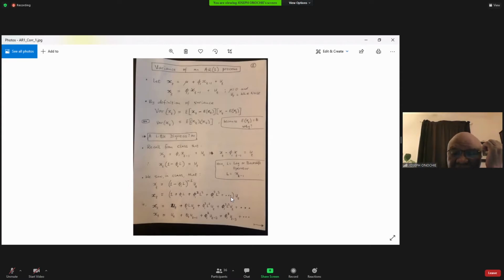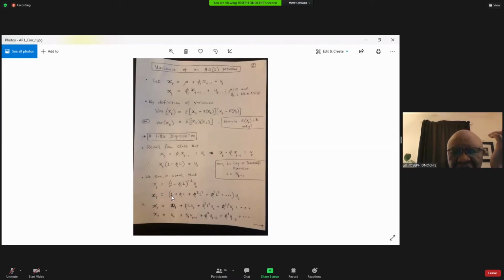It's an infinite series. It doesn't end. It just keeps going. So this thing here is the same as 1 plus phi 1 L plus phi 1 squared L squared plus phi 1 to the power 3 L to the power 3, and so on and so forth. It never ends. The next term is plus phi 1 to the power 4 L to the power 4. So everything times the error term. Again, don't freak out on me, please. I don't expect you to remember it. I'm just reminding you what we studied in calculus.